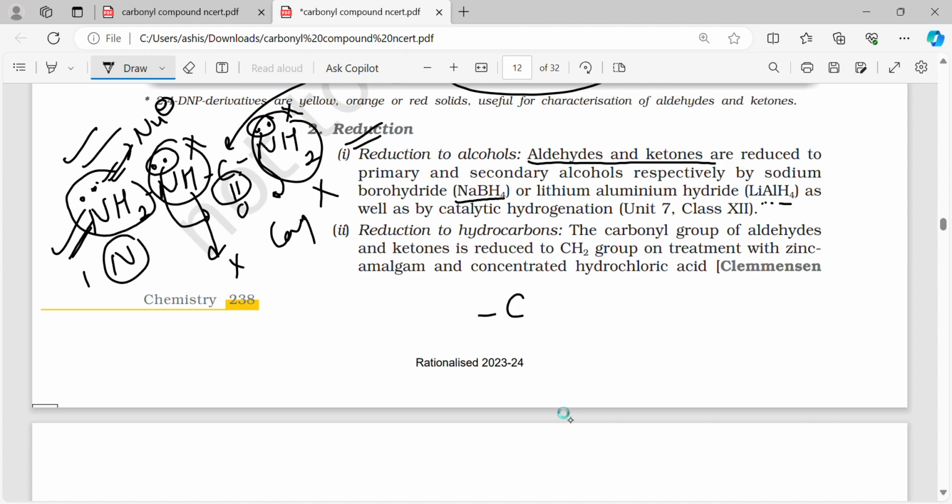Another reaction of carbonyl compounds is reduction. So we all know aldehydes and ketones, when they react with NaBH4 or LiAlH4, get converted into alcohol.